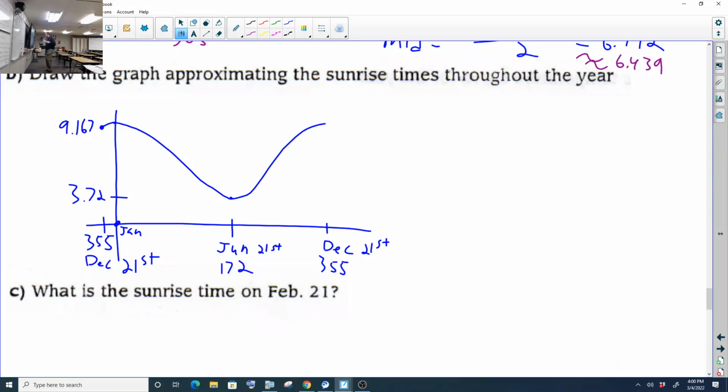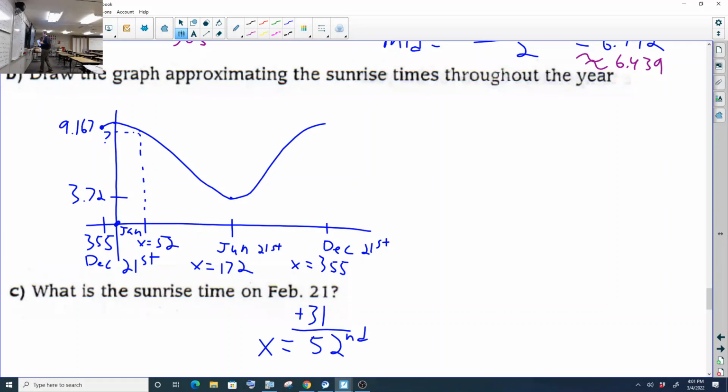Okay, what is the sunrise time on February 21st? Well, let's see. How many days in January? First of all, there's 31 days in January plus 21 days in February. So we're looking at the 52nd day, right? x equals 52. Here's January, here's February, and so forth. So we're basically at 52, right? At x equals 52. This is x equals 172, 355. So at x equals 52, what is our y value, right? What is our sunrise? When does it rise? Is it 8:30? When is it?